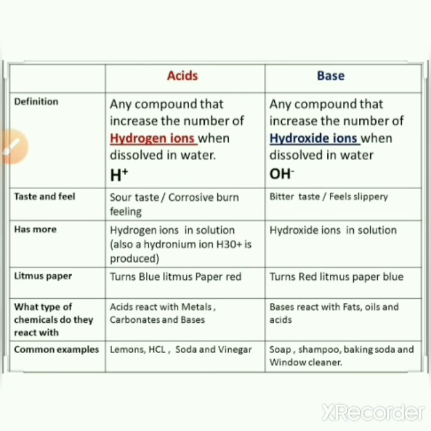So in our first lecture of chemistry in everyday life, we have discussed acids, their properties and their classification. And also we have discussed the bases, chemical properties of the bases, classification of bases, and the differences between acids and bases.